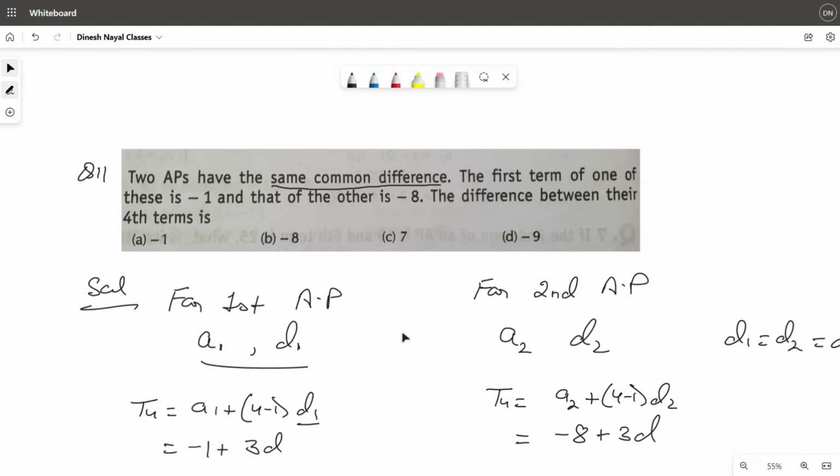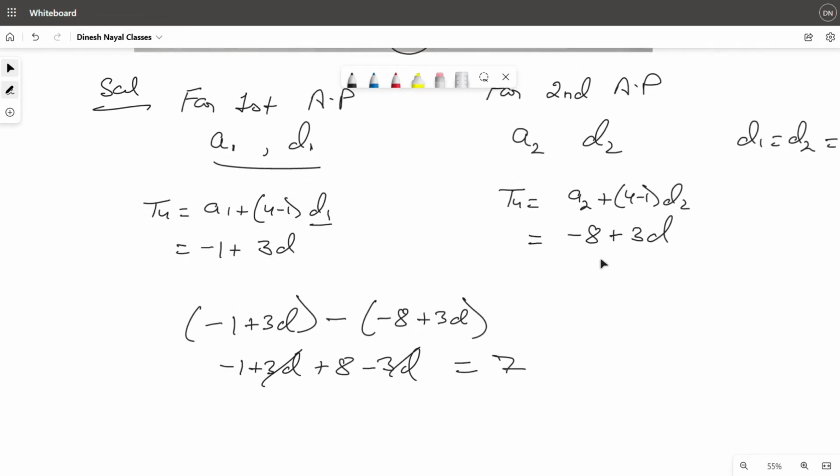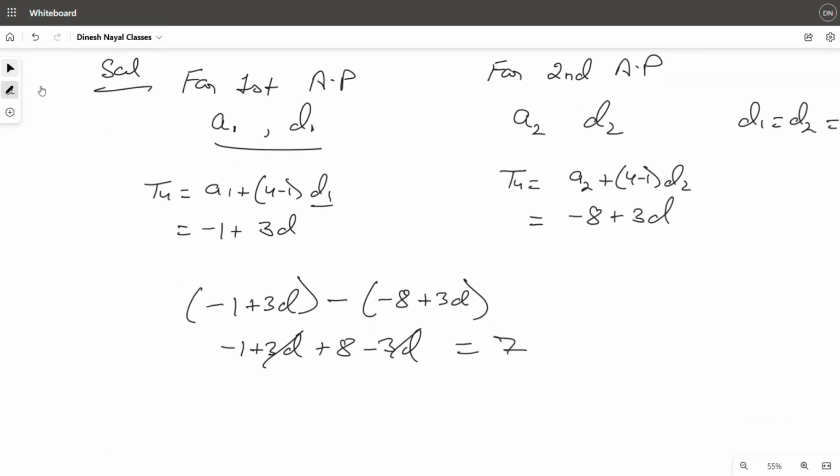So C, I think C, yeah, C is the correct option for this question 11. Now see, one question arises: whether you take the difference, which one is larger, the first AP or the second AP. So what we do is that we put a modulus sign over here, so that if you take the first AP or the second AP, irrespective of that, you will get the same positive sign. So the difference is basically 7.